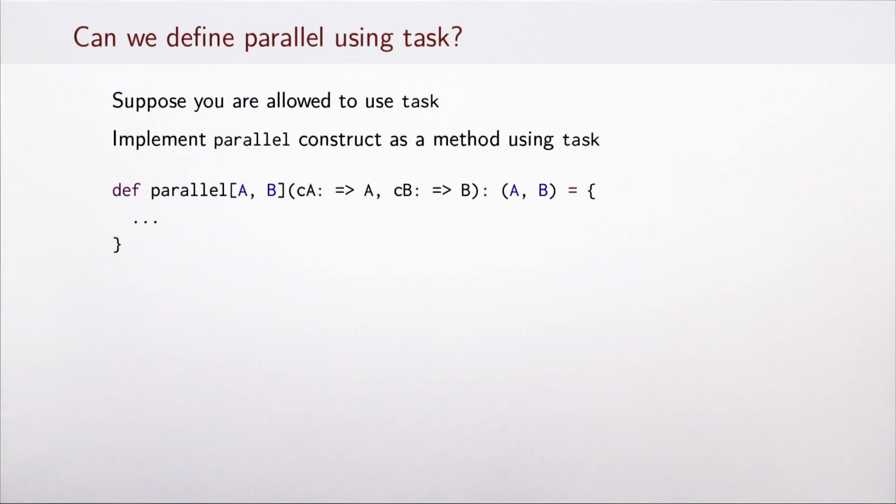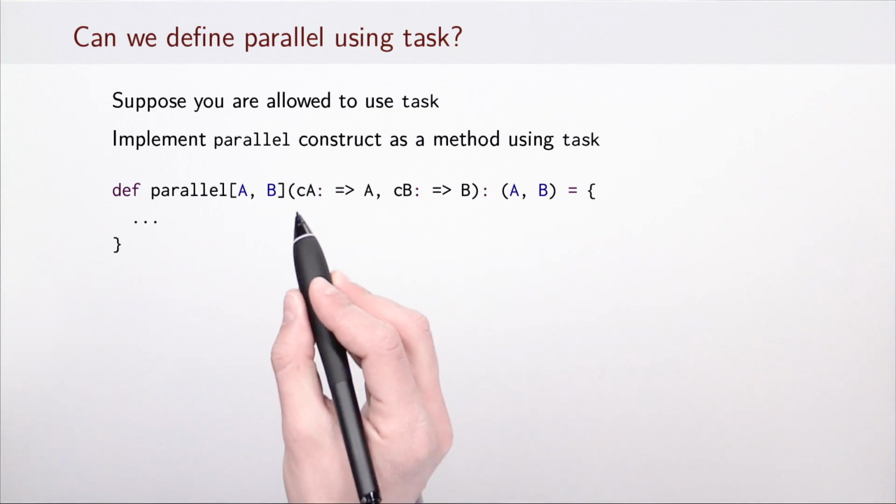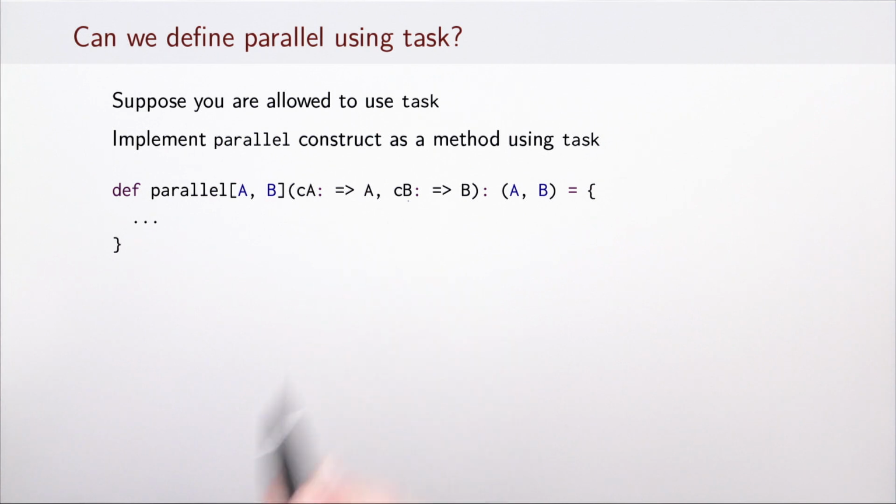Now we have seen 2 different constructs for defining parallel computation, the construct called parallel and the construct called task. A natural question is, can we define one of them using the other? In particular, can we implement the previous parallel construct if we are given the construct task? Recall that this is the signature of parallel that takes 2 call by name parameters. So can we define the body of parallel ourselves using task?